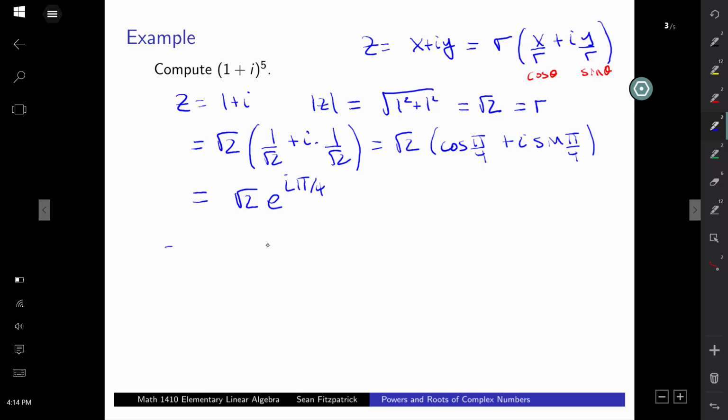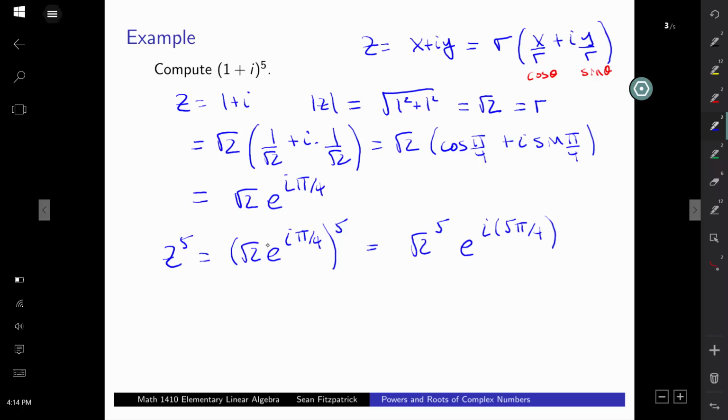And now if I wanted to calculate z to the 5th power, well, I don't have to multiply 1 plus I times 1 plus I. I don't have to do that and multiply by itself 5 times. That's going to be a lot of work. What I do instead is I say, okay, well that's root 2 e to the I pi over 4 to the 5th power. And just like on the previous slide, that's root 2 raised to the 5th power, and then e to the I times, and here we multiply the angle, 5 pi over 4.